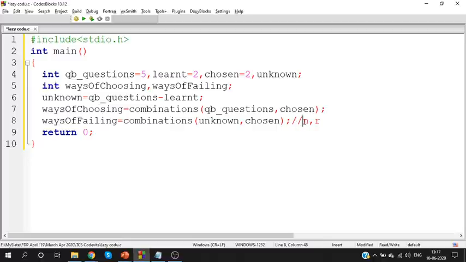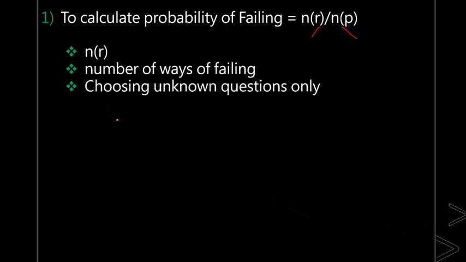What is n? N is nothing but your available values. What is available? Not all the questions. We are choosing only from unknown questions. So from these unknown questions, choose the required number of questions. That will be the r value. Can you all understand this? Yes. So we have ways of choosing. We have ways of failing. Is it clear? Okay. So now moving back.